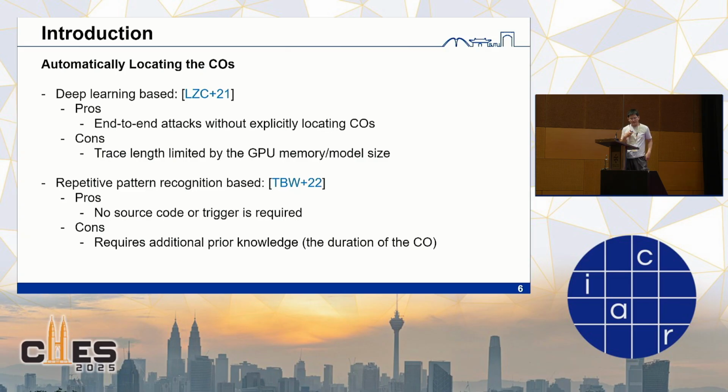And another interesting approach was proposed in CHES 2022, called SemiLock, and it exploits the repetitive patterns of the cryptographic functions. There are many runs in a cryptographic algorithm, and maybe they are quite similar. So you can scan the trace and find those repeating patterns. However, this approach also requires some prior knowledge about the target. For example, you know how many runs there are and how long a run will take.